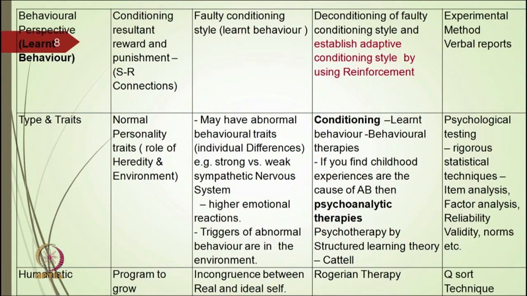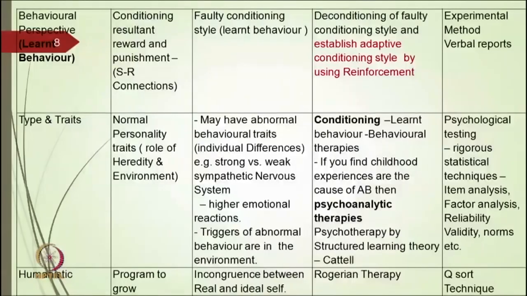from different perspectives. For example, they said for treating faulty conditioning style, conditioning strategies can be used. If we observe learned behavior is the cause of abnormal behavior, then behavioral therapies can be borrowed from behavioral psychologists. On the other hand, if we find causes of abnormal behavior are in childhood experiences, then psychoanalytic therapies can be borrowed. Cattell also proposed psychotherapy by structured learning theory. However, one cannot understand this therapy without knowing his theory in detail.